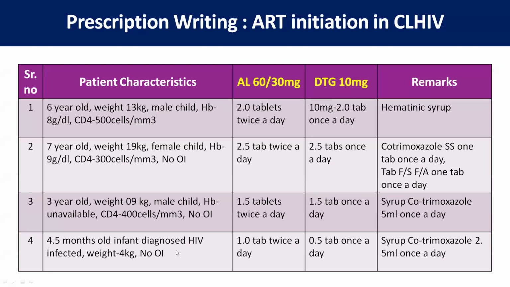Again, 4.5 months old, diagnosed HIV infected, weight 4 kg, no opportunistic infection. Then again, you have to add the cotrimoxazole along with the ALD with the weight band dose.